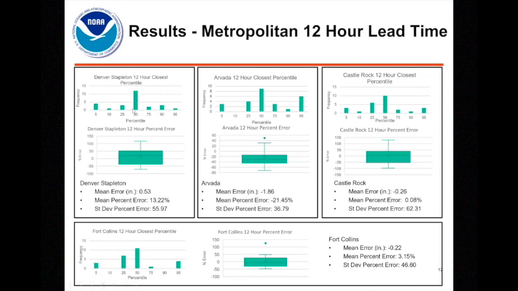For Denver Stapleton, pretty spot on. Like I said, they've been pretty consistent this whole time, from 36 to 12 hours out. Arvada again shows that while it does get more accurate, there is a slight left skew, with the bias being under prediction. Castle Rock shows more of a normal distribution at 12 hours and a pretty good percent error and mean error. And again, for Fort Collins, there's a slight under prediction, but overall it's pretty good.